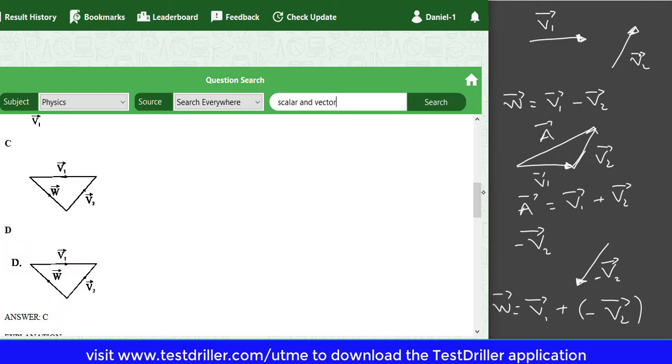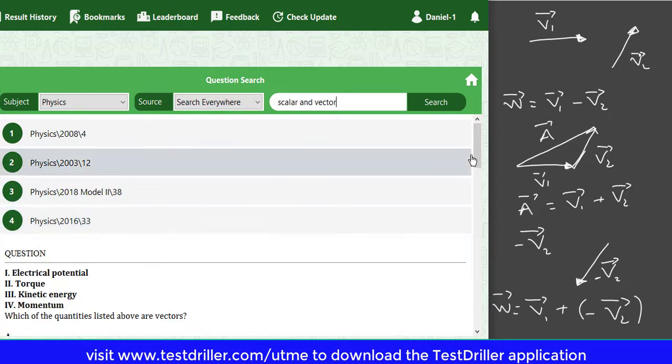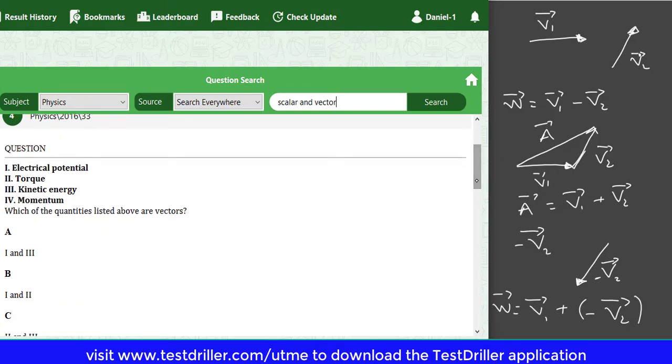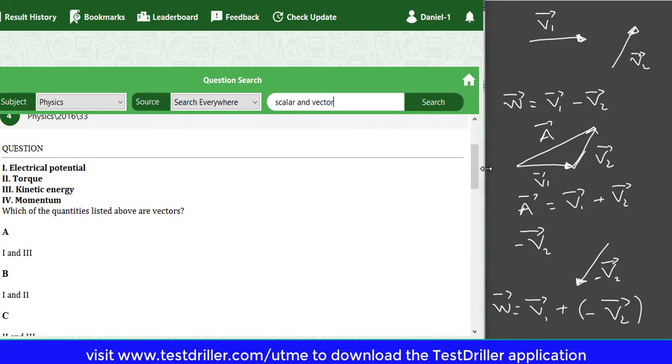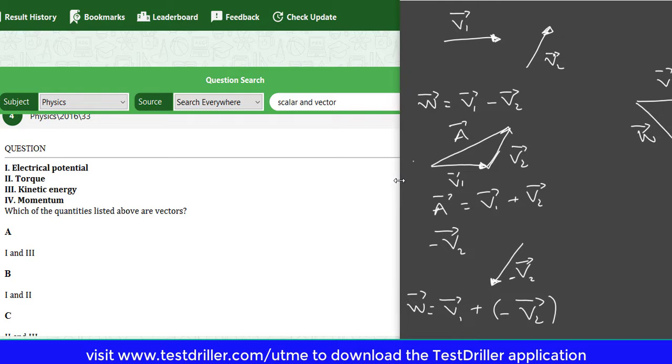So let's take a look at another question. This time around, we're going to look at question 33 from the year 2016. The question states, which of the following quantities listed above are vectors? Let's start with the first one, electrical potential. Electrical potential is a scalar quantity. It has nothing to do with direction. Then torque is force times distance. Since torque is force times distance, you can imagine torque to be a force multiplied by a distance.